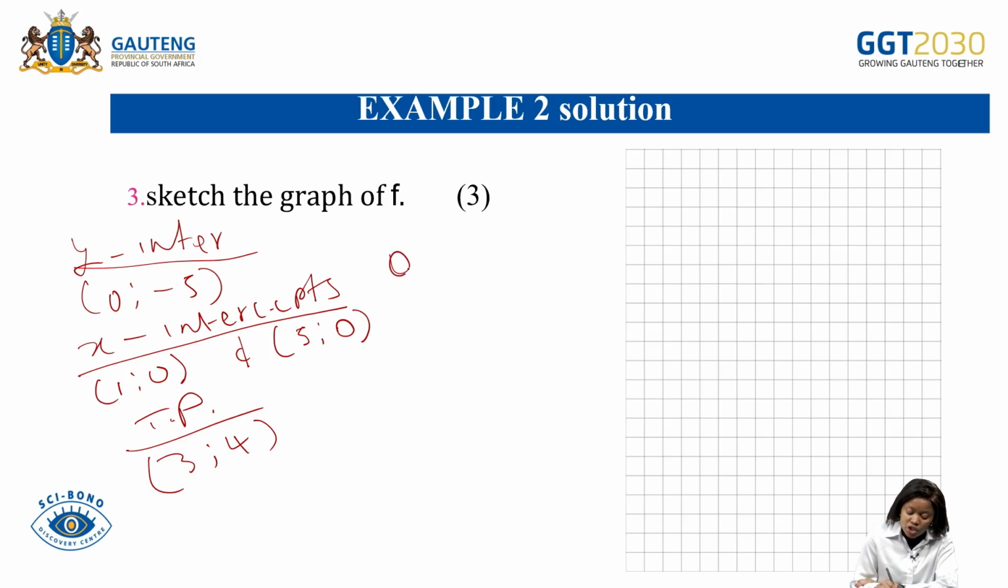Then don't forget the shape. Your a there is less than 0 because f of x is equal to negative into (x minus 3) squared plus 4. So it means your a is negative. So it means your graph is going to frown, or it's going to be concave down, and it's going to have that maximum value there. Okay.